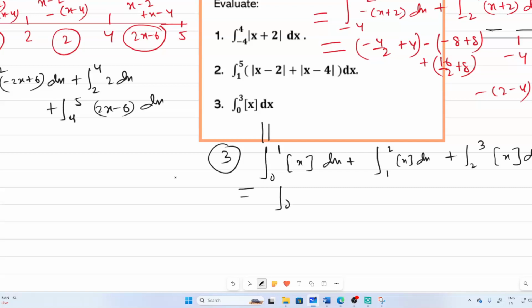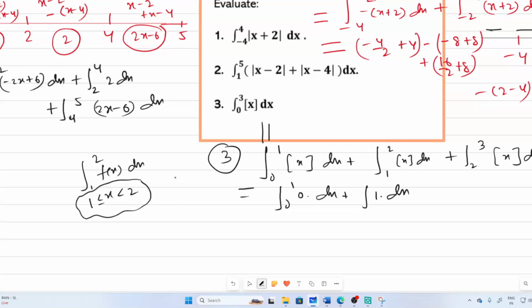So here the value is 0 dx. In between 1 and 2, the greatest integer is 1. Here is one very important concept I would like to say: when you are writing the integral from 1 to 2 of f(x) dx, actually here x is going to be greater than or equal to 1 and less than 2. Please keep this in your mind, it is very important. 2 is not included. So from 1 to 2 the greatest integer is 1 only. From 2 to 3 the greatest integer is not 3, it is 2. So this part is 2 only, 2 dx.